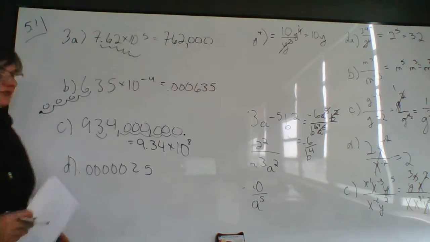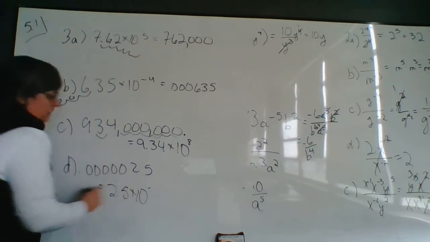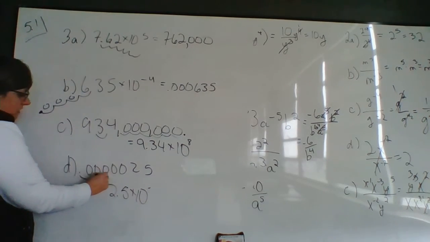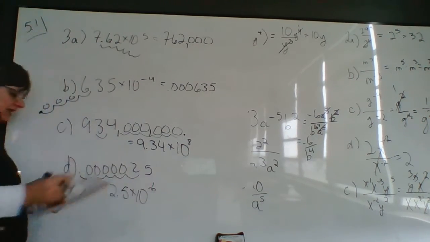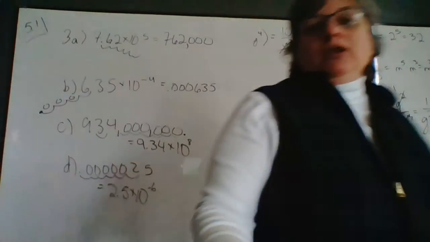This one will be negative. 2.5 times 10 to the negative something. 1, 2, 3, 4, 5, 6. Negative 6. Beautiful. That is our first lesson. You may do that homework. Thank you.